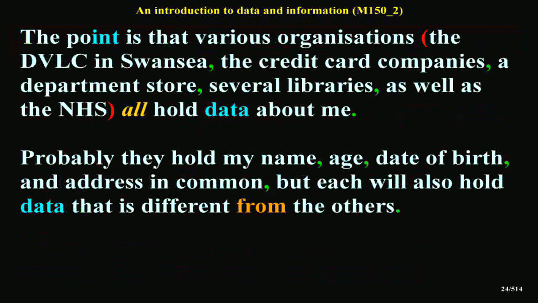The point is that various organizations, the DVLC in Swansea, the credit card companies, a department store, several libraries, as well as the NHS all hold data about me. Probably they hold my name, age, date of birth, and address in common, but each will also hold data that is different from the others.